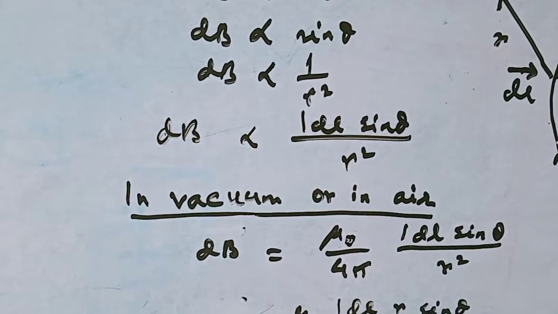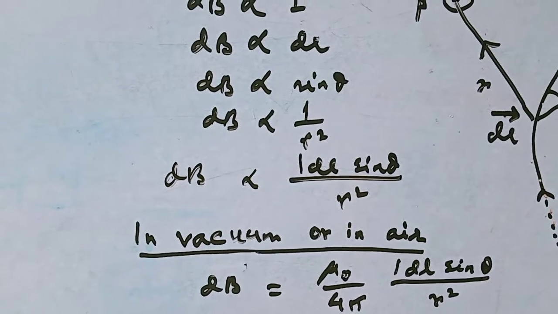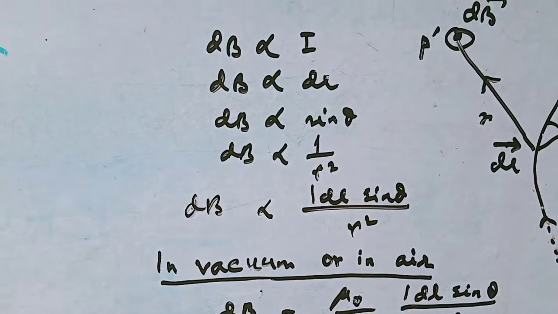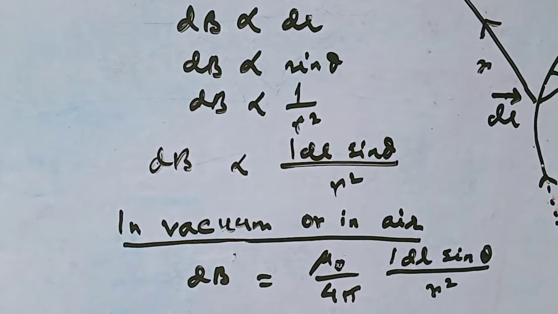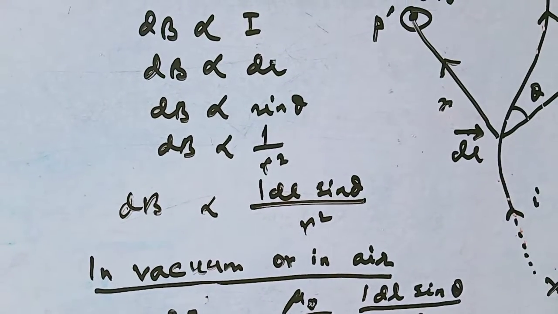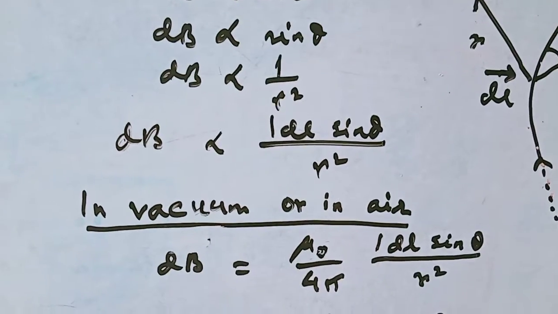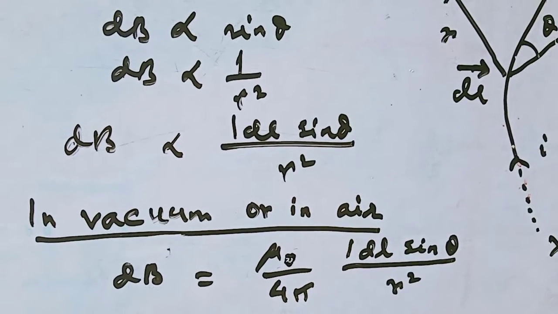If the conductor is placed in vacuum or in air, this relation is dB equal to mu naught by 4 pi I dl sine theta by r square.